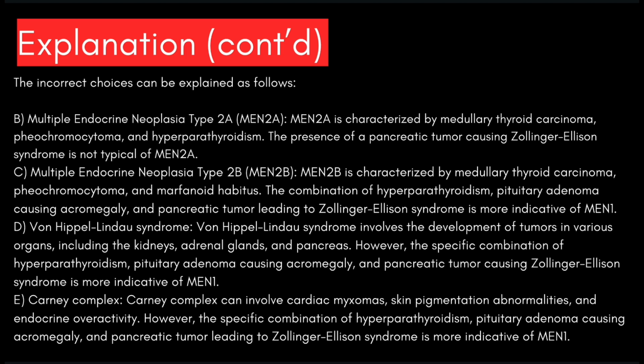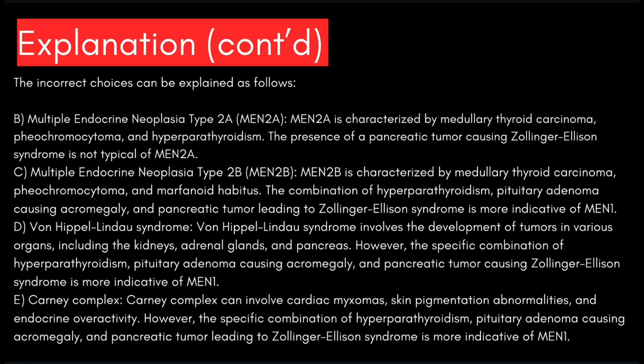Multiple endocrine neoplasia type 2B. MEN2B is characterized by medullary thyroid carcinoma, pheochromocytoma, and marfanoid habitus. The combination of hyperparathyroidism, pituitary adenoma causing acromegaly, and pancreatic tumor leading to Zollinger-Ellison syndrome is more indicative of MEN1.